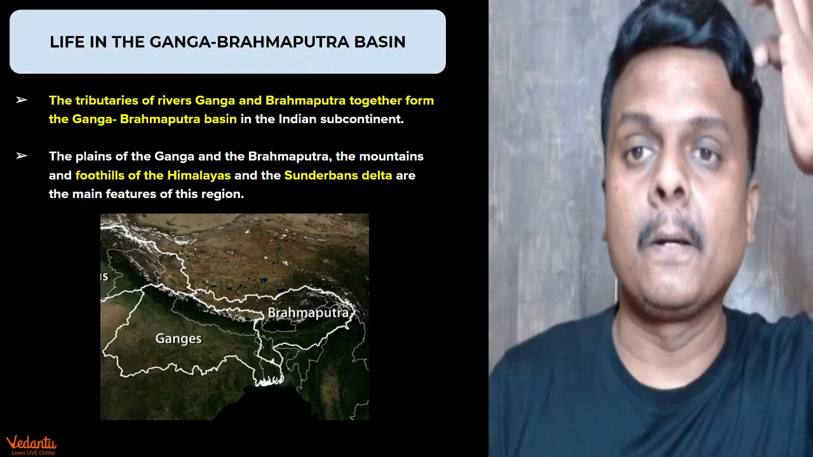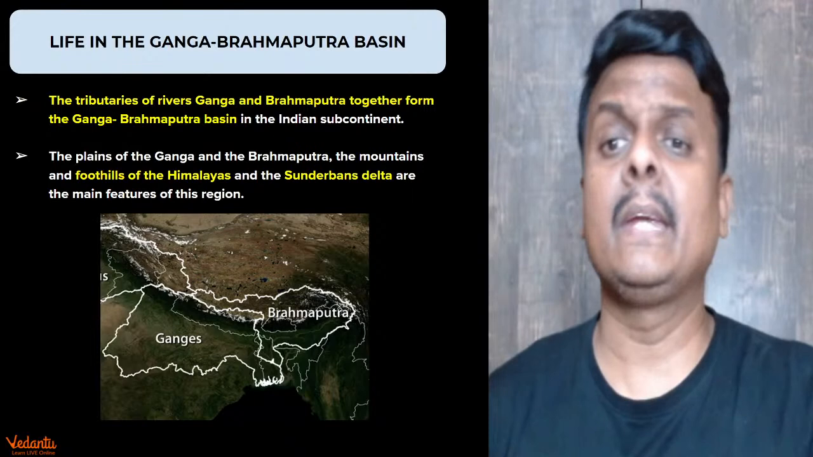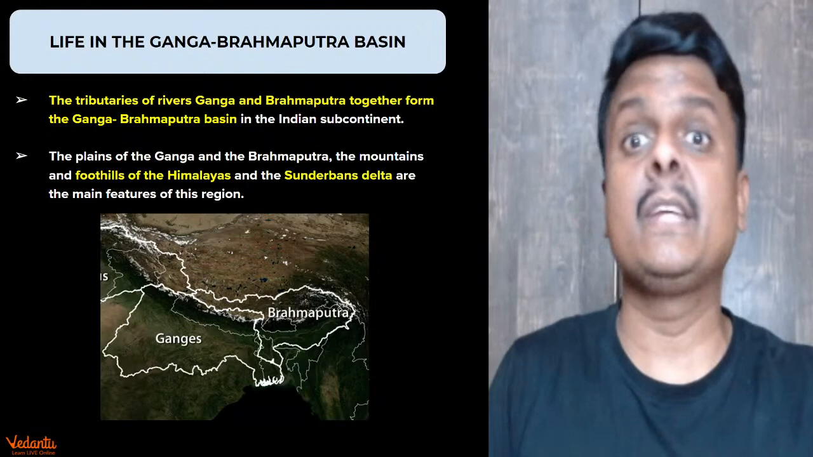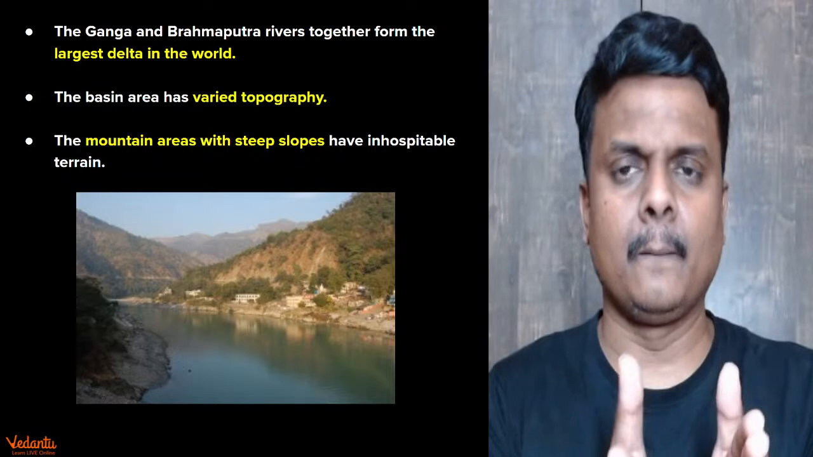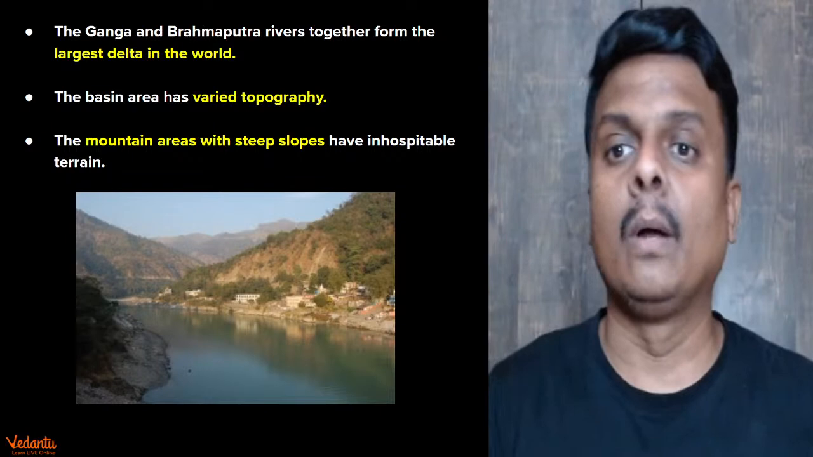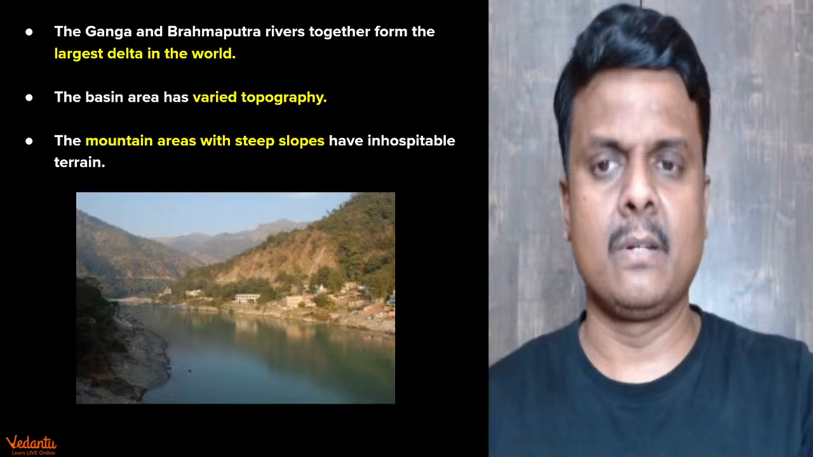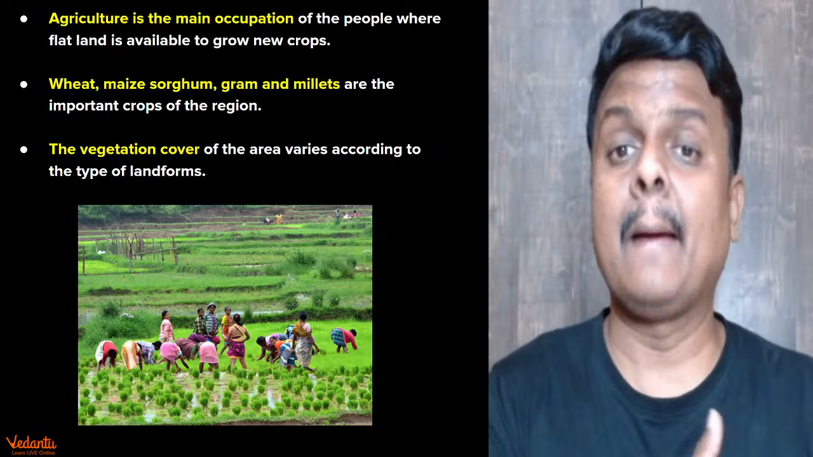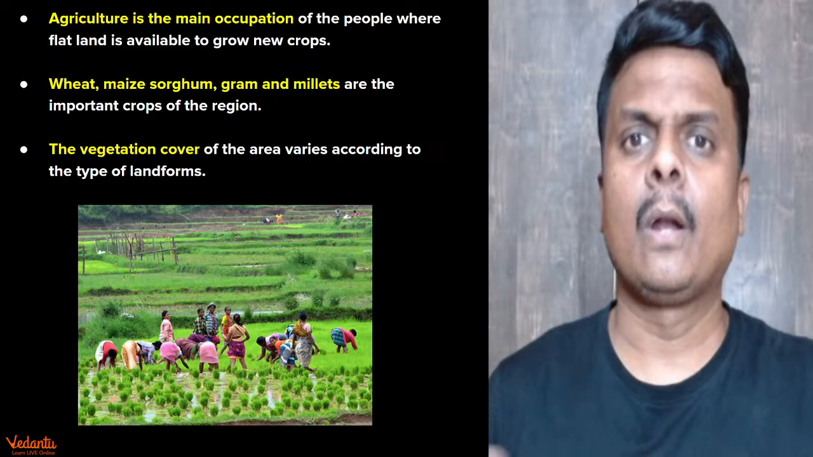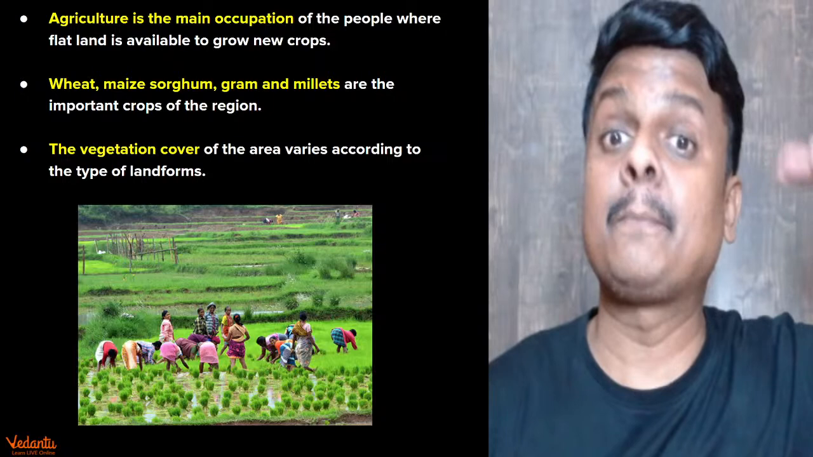Now coming back to the Ganga Brahmaputra basin, they move around the Indian subcontinent. Typically, the foothills of the Himalaya and the Sundarban delta are the major regions covered. And guys, the Ganga and Brahmaputra rivers together, the region around them, which we call the delta, form the largest delta in the world. Different types of topography are there. Plains, mountains, etc. Agriculture is the main activity. Wheat, maize, sorghum, gram and millets are the important crops. The vegetation generally depends on the type of landform. Different types of landforms have different types of vegetation.